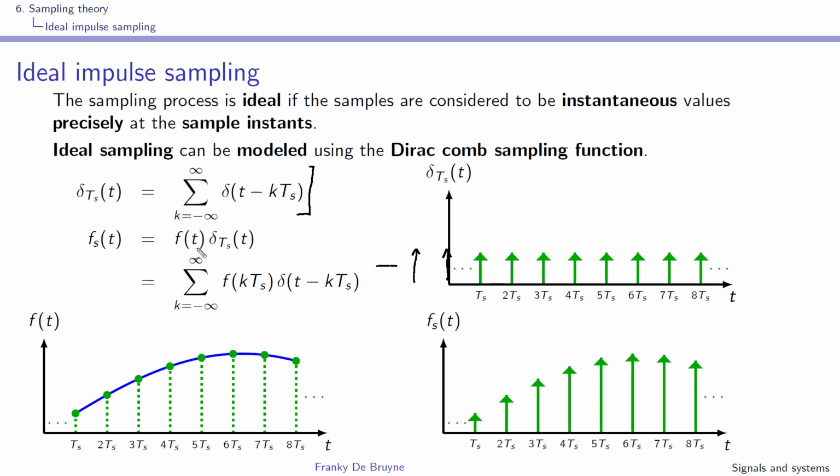And by multiplying the function that you want to sample by the Dirac comb, well, you can obtain this sampled function, right? And this is its expression. So maybe we can go a little bit more into details by writing the Dirac comb. So this is a sum from minus infinity to infinity, delta(t minus kTs), right? We multiply by f(t), and that's the sampled function.